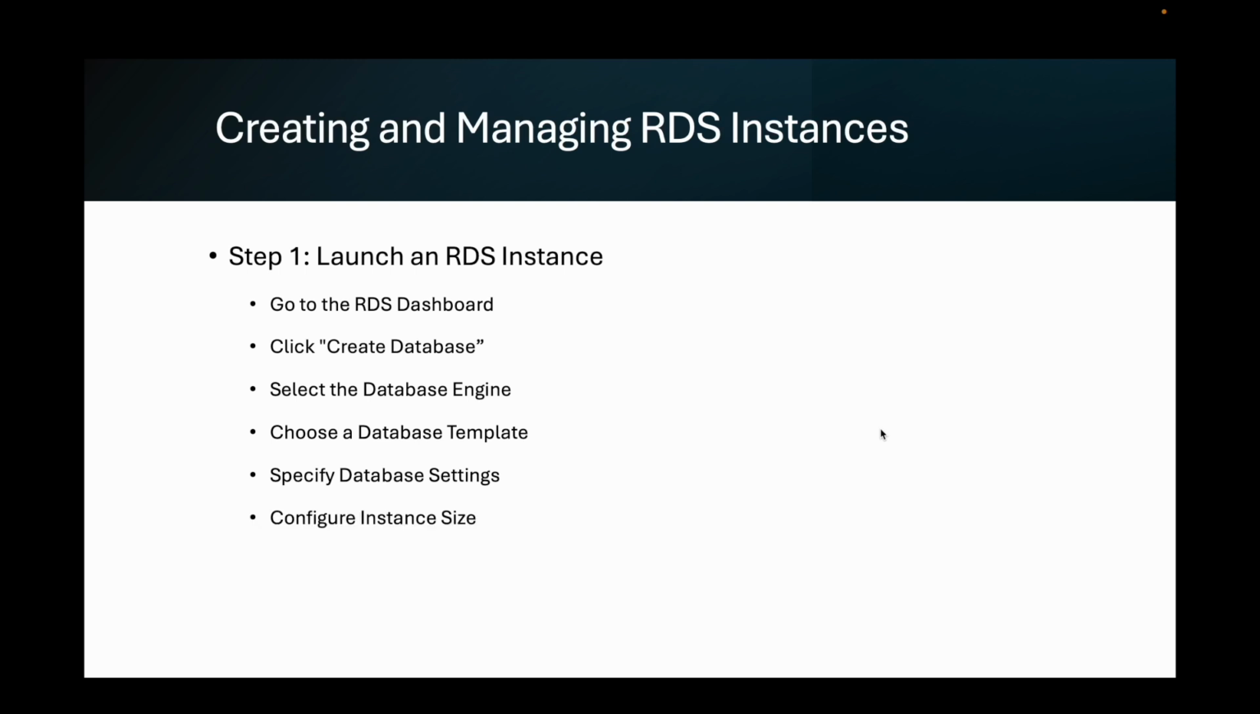Configure instance size. Choose the appropriate instance type based on your needs. For small scale applications, the db.t2.micro instance type is a good starting point, and it's eligible for the free tier, so we're going to try that.